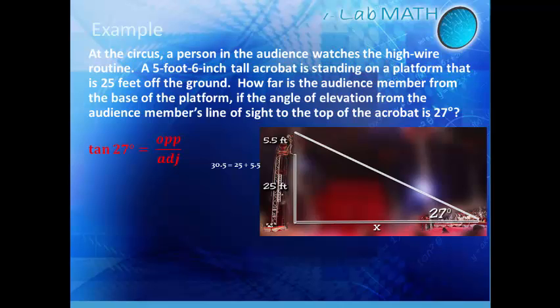We are using tangent. Tangent 27 degrees equals opposite side over the adjacent side. Tangent 27 degrees equals the opposite side, which measures 30.5, over x. X is equal to 30.5 times tangent 27 degrees. The value of x is approximately 15.54 feet.